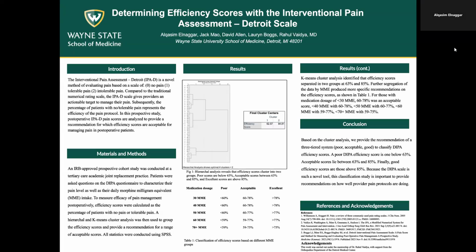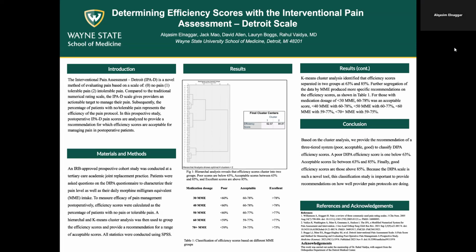Hello, my name is Alqasim Elnaggar, and I'm excited to present our quality improvement project, determining efficiency scores with the Interventional Pain Assessment Detroit scale. This work was done under the mentorship of Dr. Rahul Vaidya with support from the Orthopedics Department at the Detroit Medical Center.